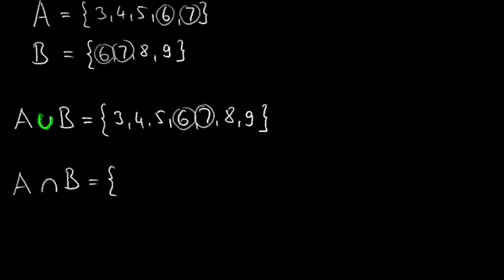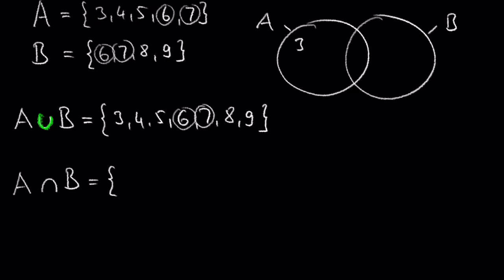With the Venn diagram, which is nothing more than an illustration of the sets, we can visualize the result of the union of sets. What we have to do is to draw a circle for set A. And a circle for set B and put these circles together. The union is everything within these two circles. So the union contains the elements 3, 4, 5, 6, 7, 8 and 9.